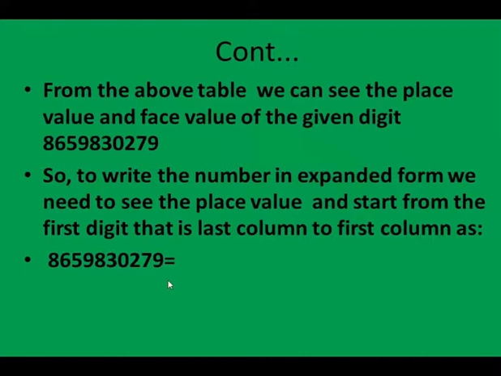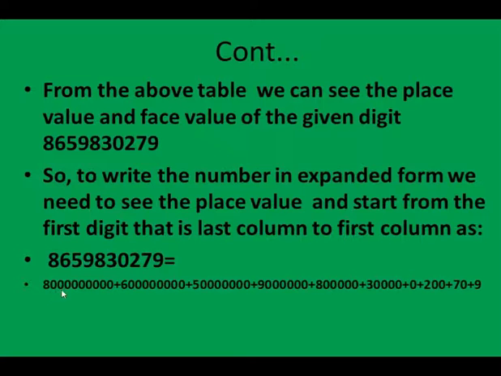So for the number we have written 8 arab first, then 60 lakh crore, then 5 crore, then 90 lakh, 8 lakh, 30,279. We have taken it stepwise, the last column number we took first, then the second last, and so on, and we have written it in expanded form.